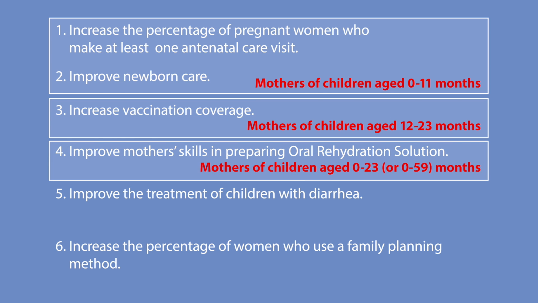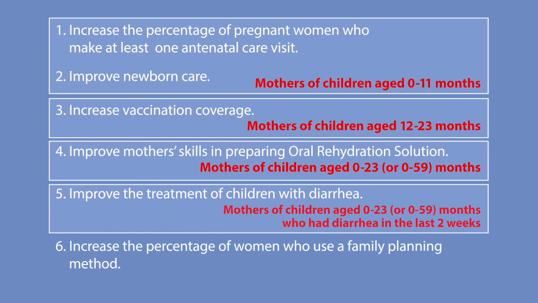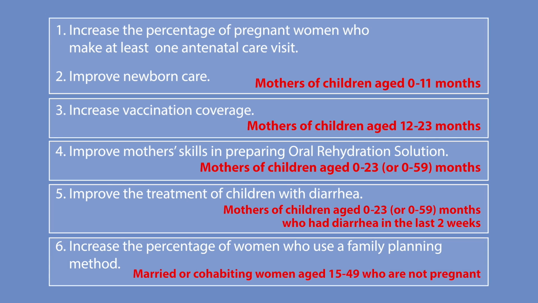Mothers of children 0 to 23 months or 0 to 59 months of age to assess their competency in preparing oral rehydration solution. Mothers of children 0 to 23 months or 0 to 59 months who had diarrhea in the last 2 weeks to assess whether they were rehydrated properly. And women 15 to 49 years of age who are married or living with a partner and who are not pregnant to assess acceptance of family planning methods. So that's 5 different questionnaires.